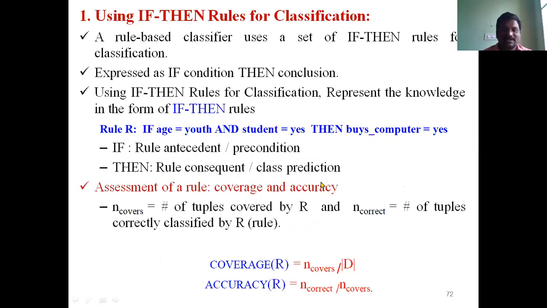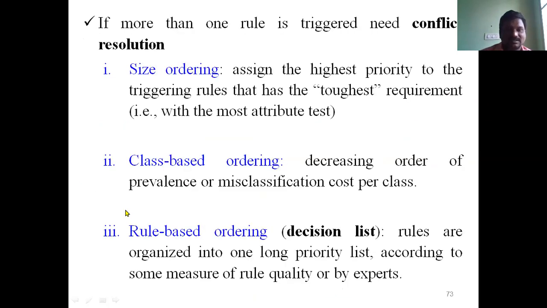The predicted value by the computer: for example, Rama is 25 years old, so he is a youth, and Rama is a student, then he can buy the computer. For the assessment of a rule, based on this formula, you will identify the coverage as well as the accuracy for the rule-based classification here.